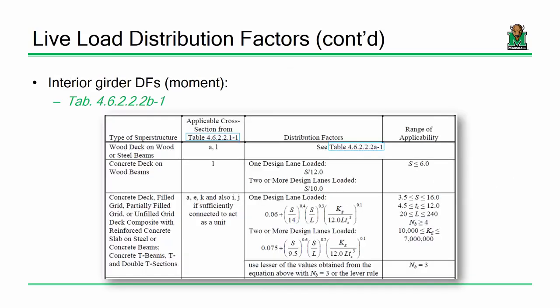So what I'm doing is I'm going through what's listed in the spec. I want to focus on this lower portion right here. So I've got one design lane loaded or multiple design lanes loaded. Here are the distribution factors for interior girders, and I'm distributing moments in this table. Okay? Now here's my distribution factor, and then there's also a range of applicability. So for instance, the span length. This distribution factor works anywhere from a span length of 20 feet to a span length of 240 feet.